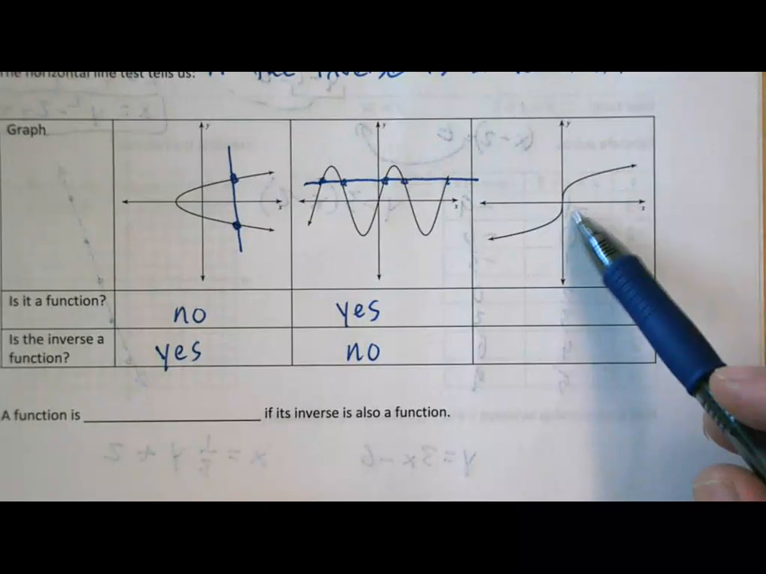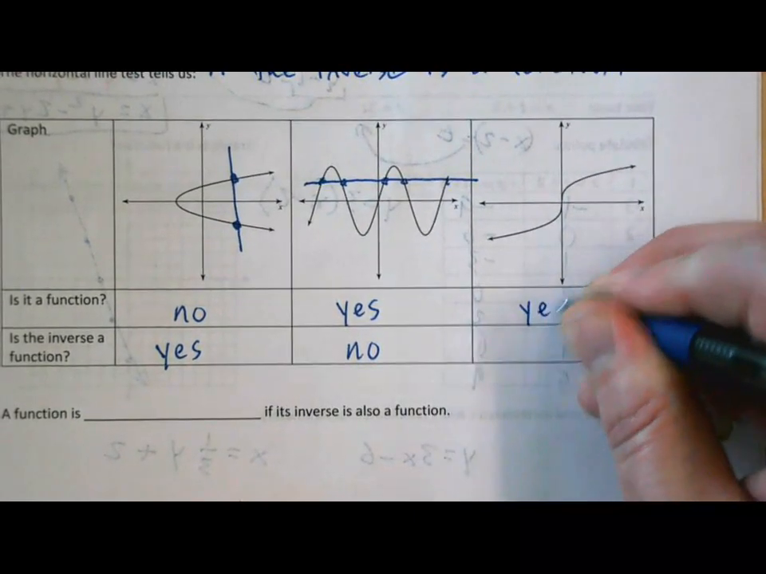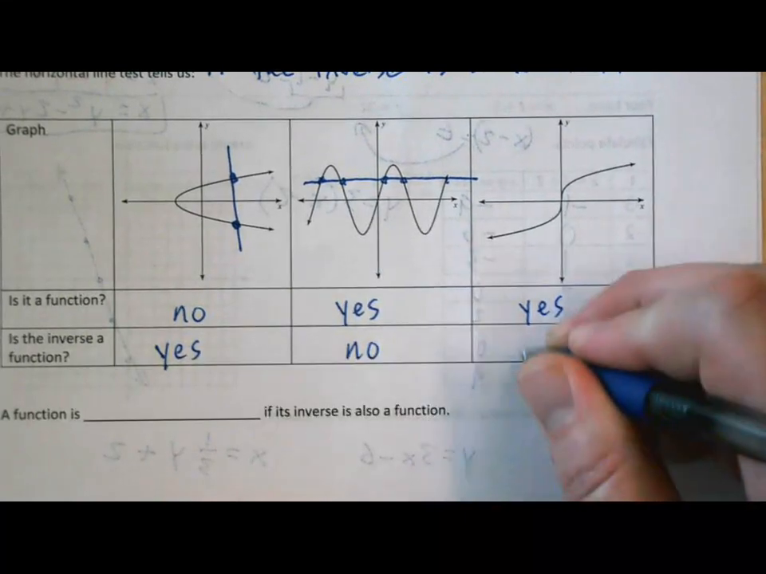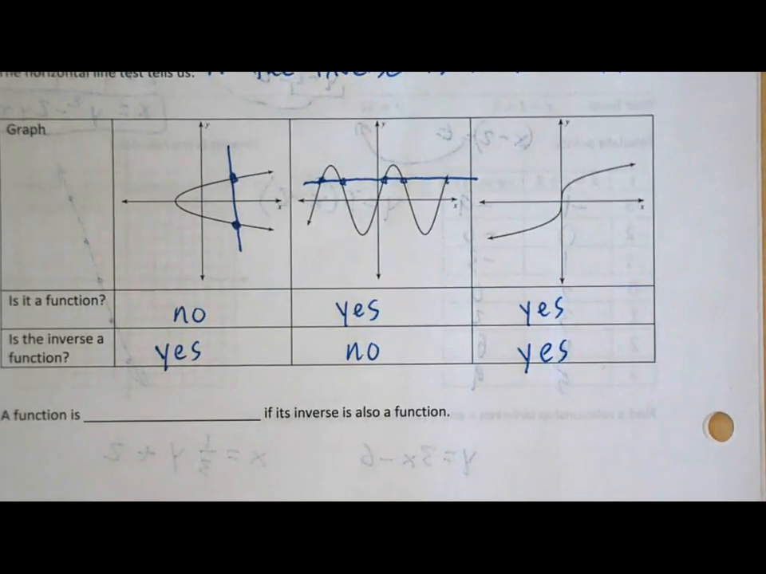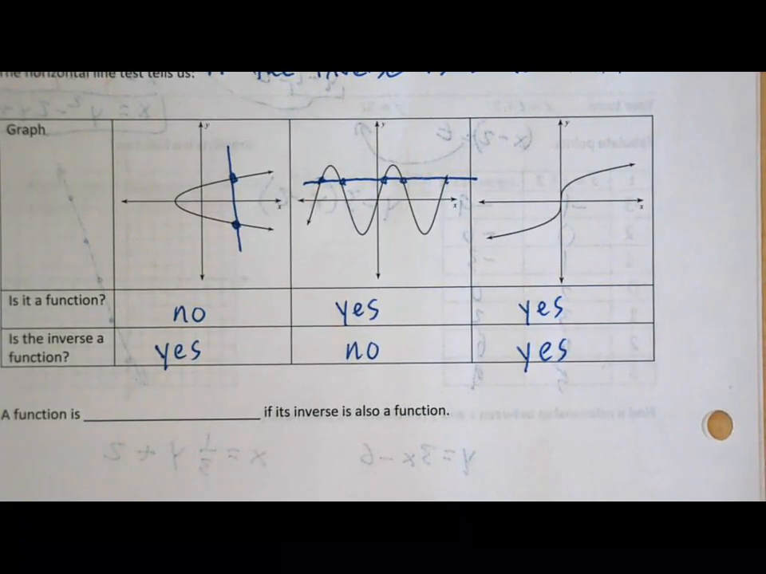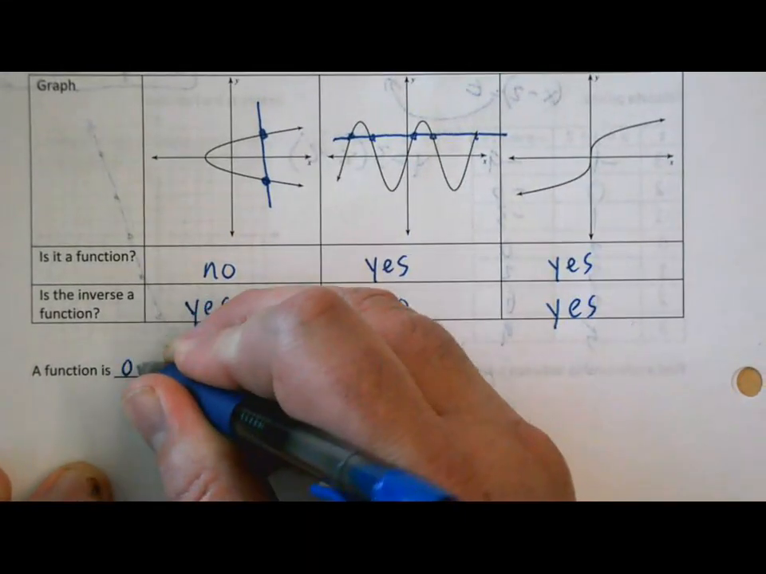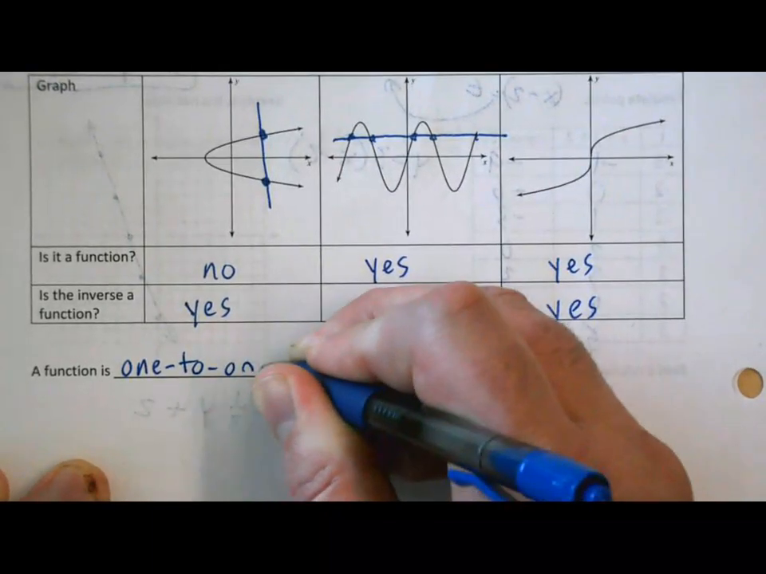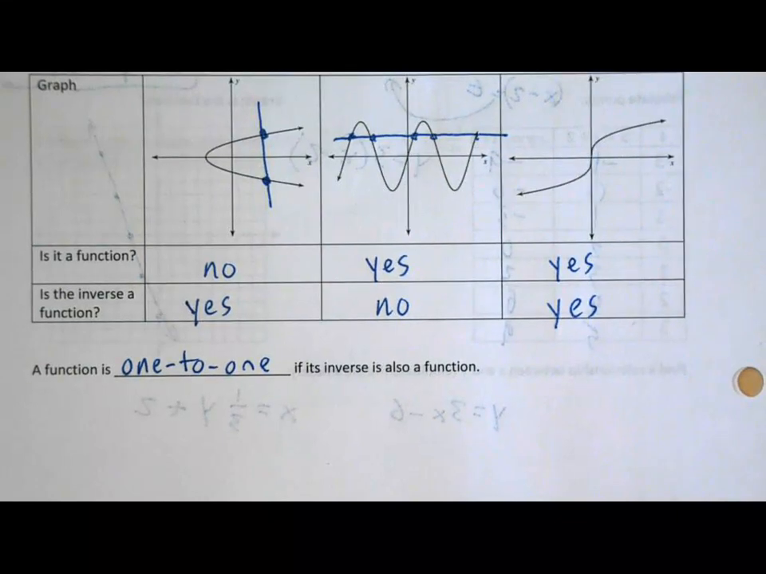How about this last one? Is it a function? Yes. Is its inverse a function? Yes. These are special functions, the ones that are functions and also have inverses that are functions. They're super useful to us because anything you can do to a number with that function, you can also undo it. Think of an inverse as kind of doing something backwards. They're so special that they get a special name. They're called one-to-one functions. They've got interesting properties algebraically, and then you'll learn some cool stuff with them with calculus as well next year.